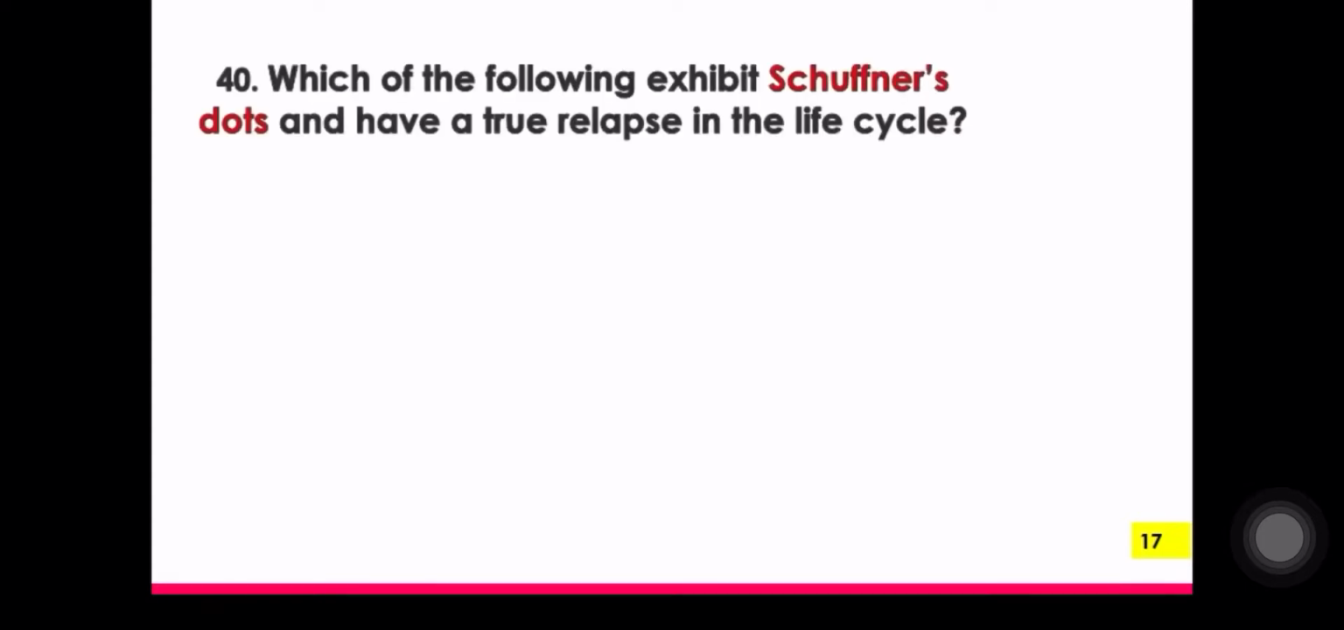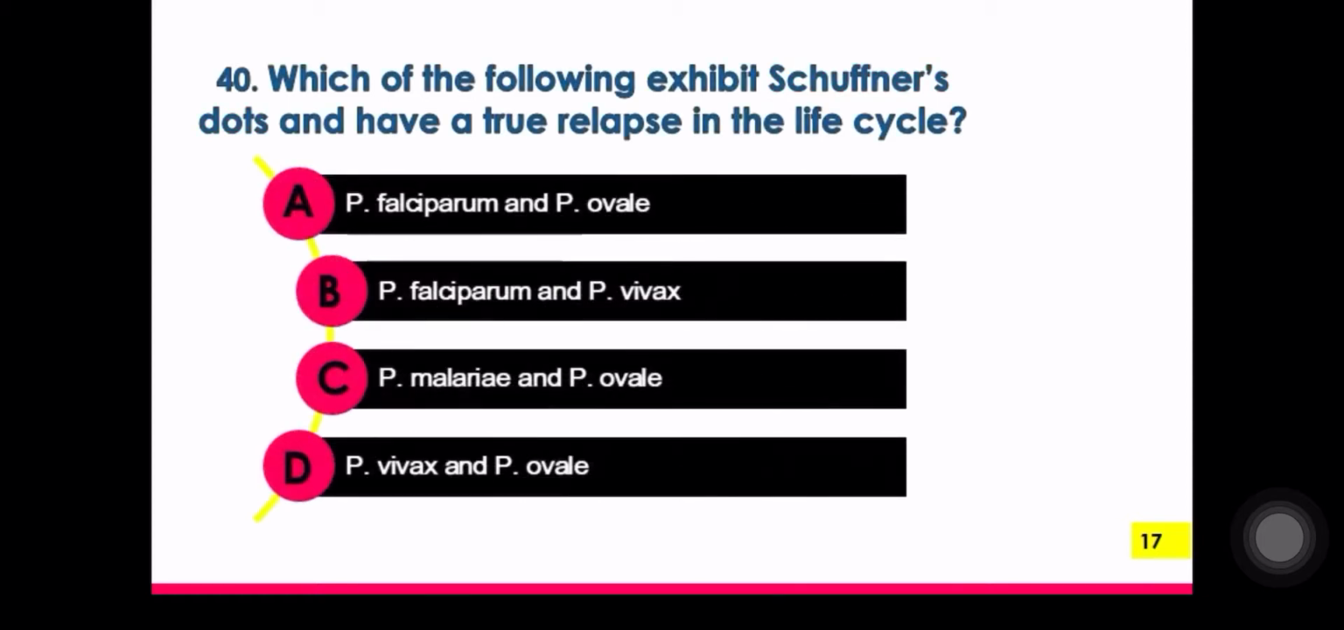Next, let's go to number 40. Which of the following exhibit Schaffner's dots and have a true relapse in the life cycle? Choice letter A, is it P. falciparum and P. ovale? Letter B, is it P. falciparum and P. vivax? Letter C, is it P. malariae and P. ovale? Letter D, is it P. vivax and P. ovale? Again, highlight the Schaffner's dots.